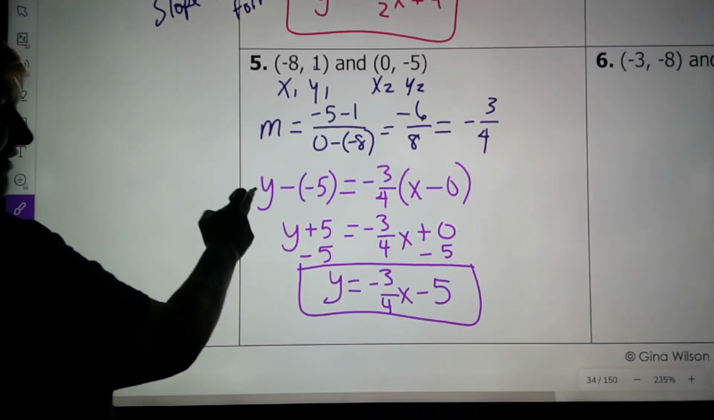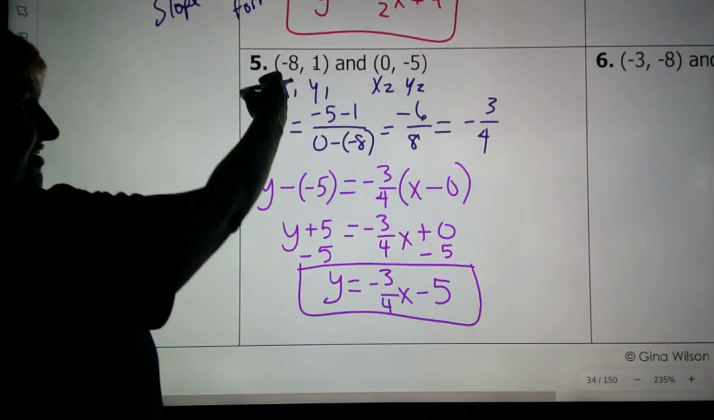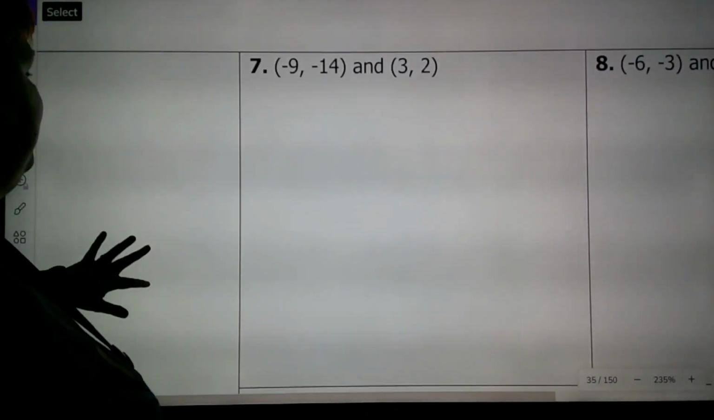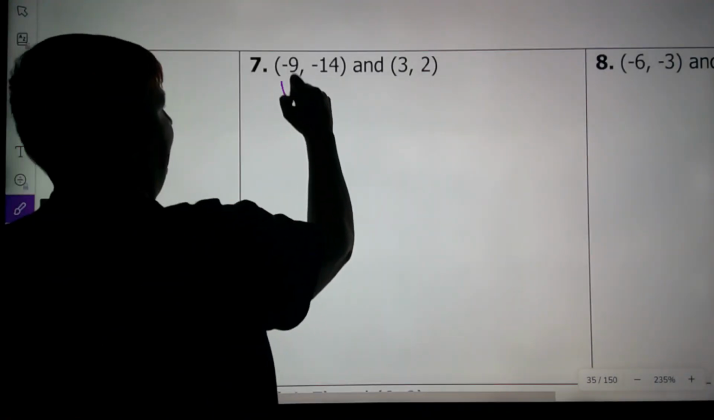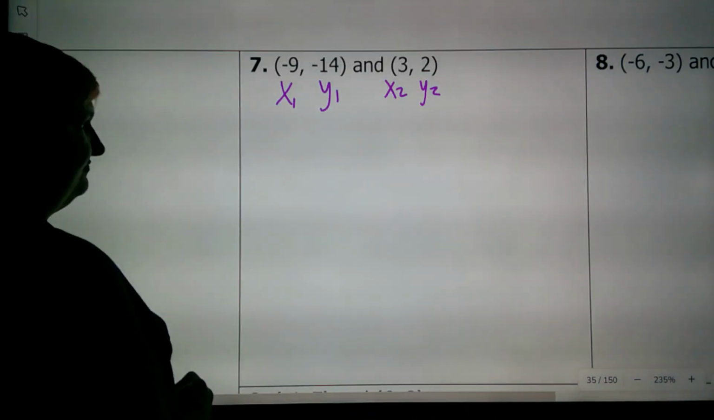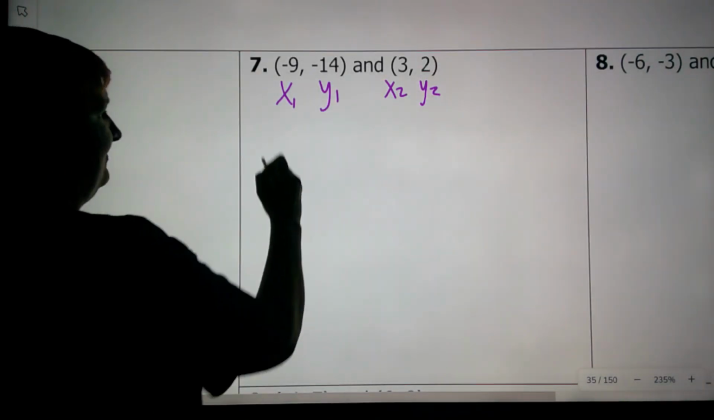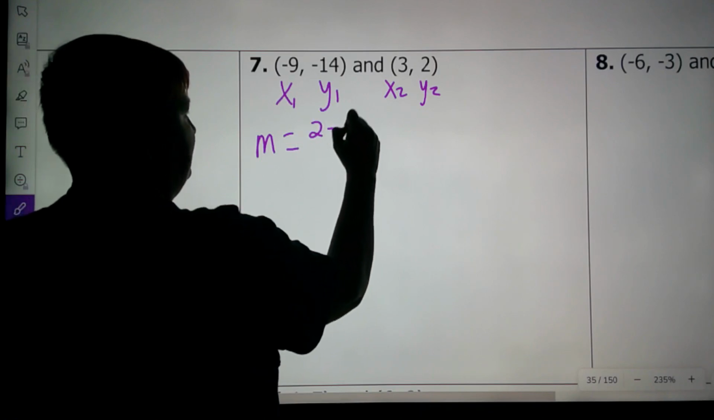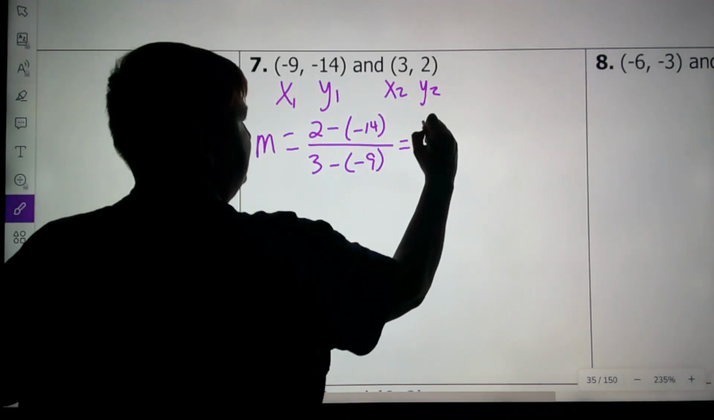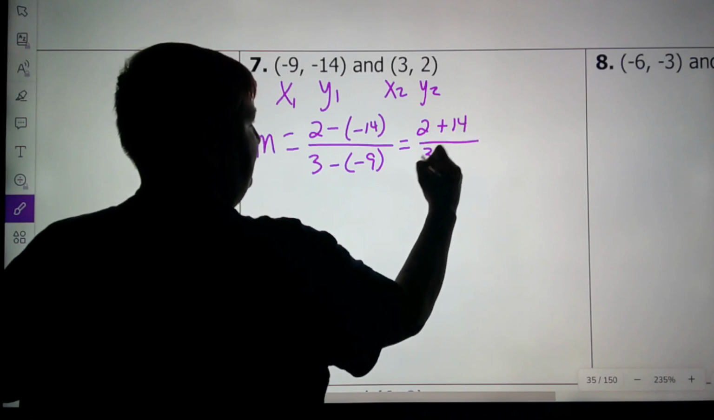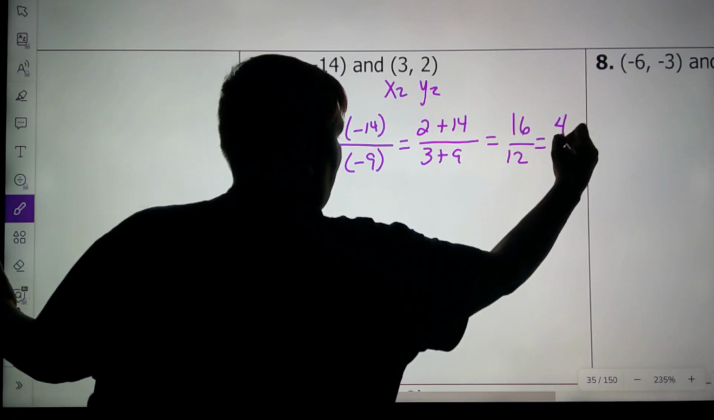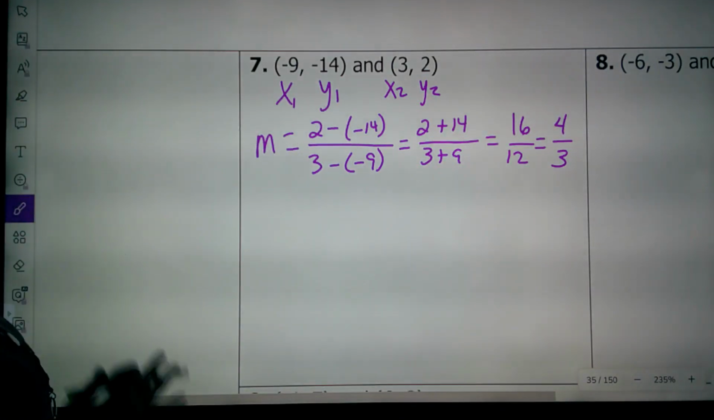You can use either point in the second formula. I just tend to use the first one because it's already labeled. Just takes the question out of the equation, just makes it simpler. x1, y1, x2, y2. M equals 2 minus negative 14 over 3 minus negative 9, which is 2 plus 14 over 3 plus 9, which is 16 over 12, which is 4 over 3. Both of those can be divided by 4.